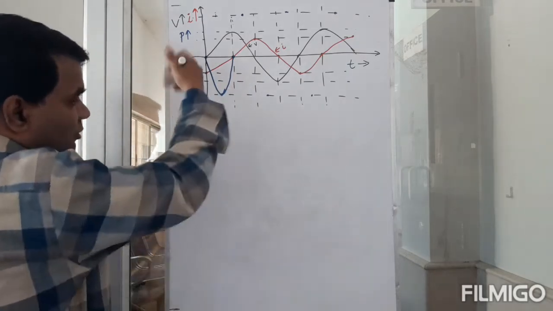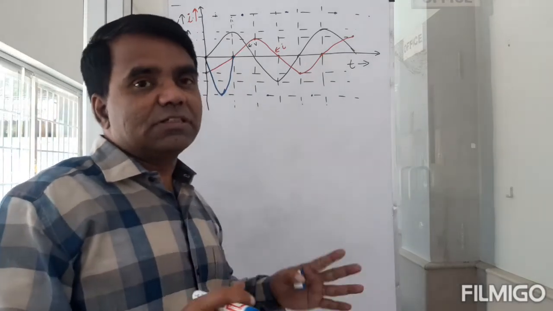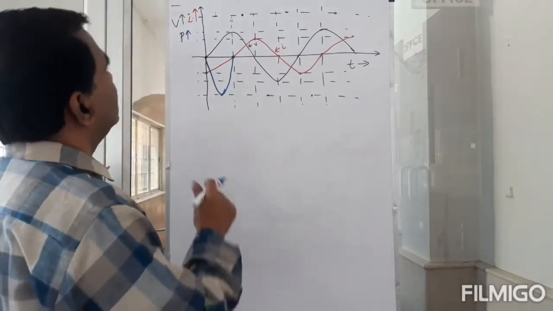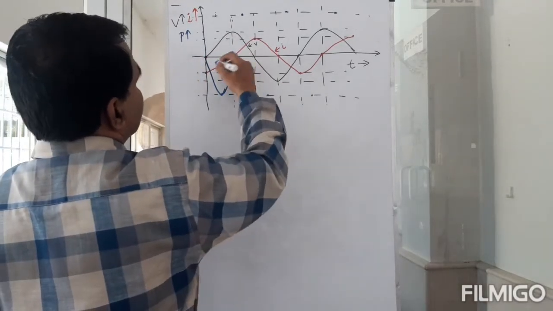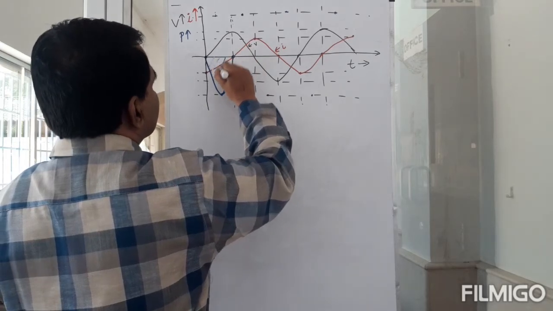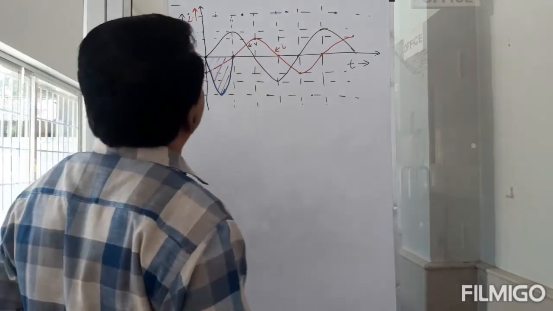Okay, this is also a sine curve. We saw that it was sine 2 omega t, right? So this is also a sine curve, but this is negative here. The power graph will be this. Okay, this is the power graph.